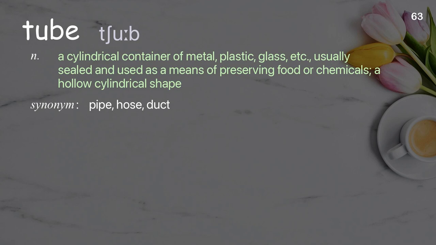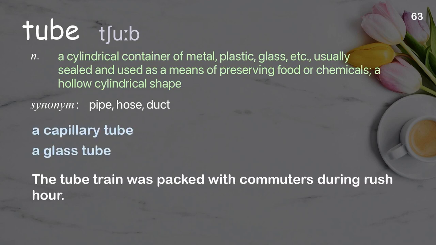Tube: a cylindrical container of metal, plastic, glass, etc., usually sealed and used as a means of preserving food or chemicals, a hollow cylindrical shape. Examples: a capillary tube, a glass tube. The tube train was packed with commuters during rush hour.